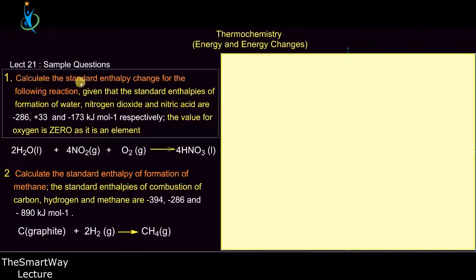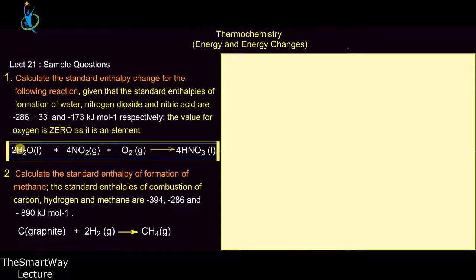The question says: calculate the standard enthalpy change for the following reaction, given that the standard enthalpies of formation of water, nitrogen dioxide and nitric acid are these values respectively. Consider that the value for oxygen is 0. This is the reaction, the main reaction, for which we are going to find the standard enthalpy change.